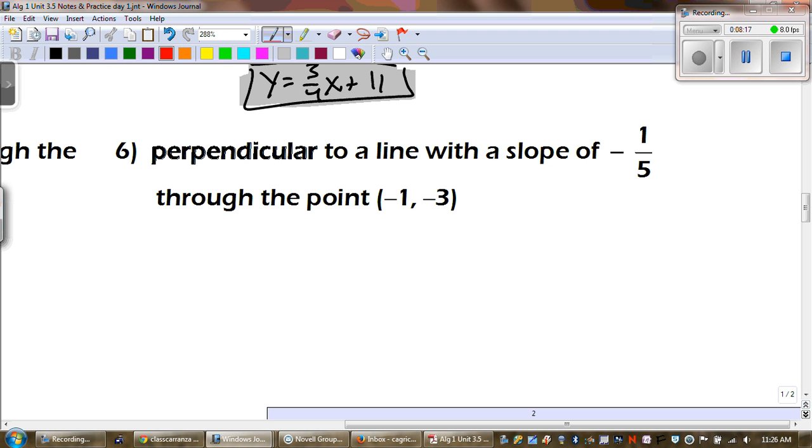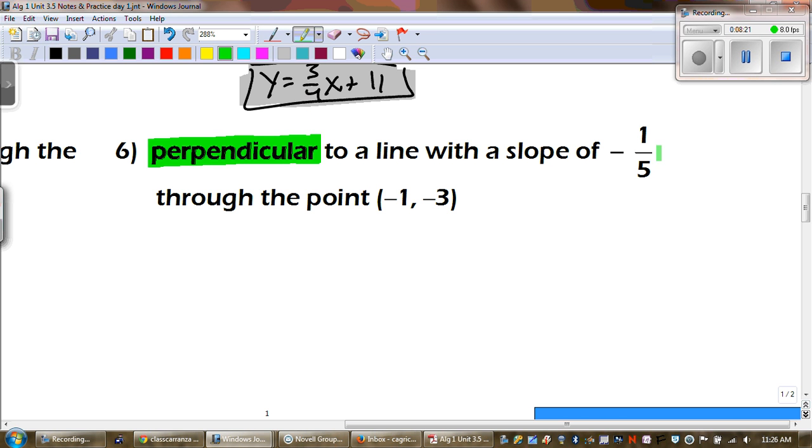Okay, number 6, once again, why don't you guys try it on your own? Remember, the first thing that you need to do is, since it's perpendicular, we want the opposite reciprocal of the slope. Okay, so figure that out and then go ahead and pause the video. Try it out. Let's see how you do.